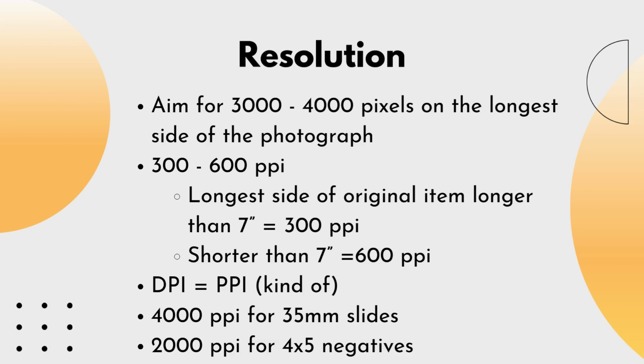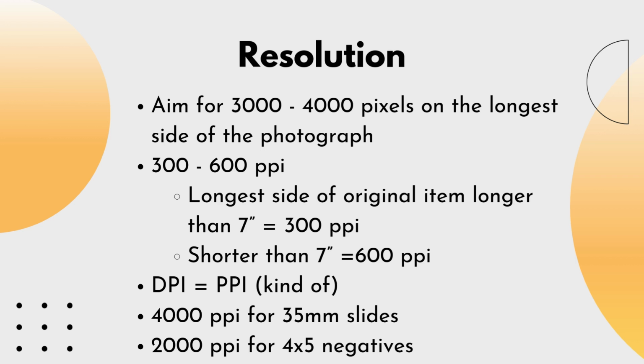In your scanner settings, which I'm going to show you a screenshot of in just a second, what you do is aim for 3,000 to 4,000 pixels on the longest side of a photograph or whatever it is that you're scanning. Your scanning software will give you the option to set either the dimensions, height and length, which will set the PPI, or vice versa. You set the PPI and the dimensions respond accordingly. Again, I'll show you what this looks like.